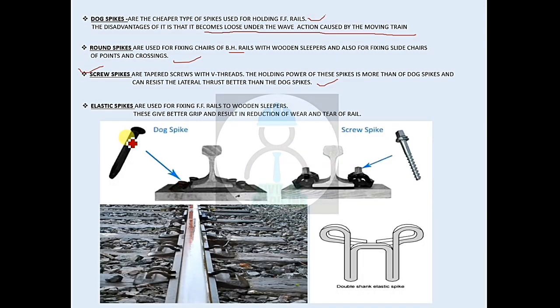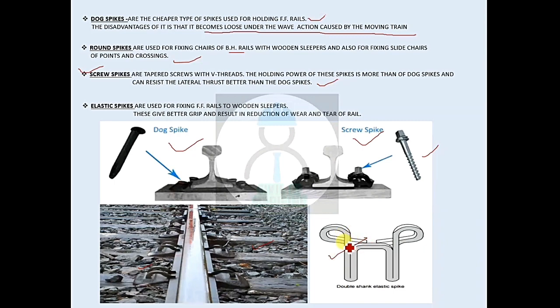This is the diagram of the spikes. First one is dog spike. Second one is screw spike. And third one is elastic spike. This is the real view of elastic spike. This is elastic spike, and this is the double shank elastic spike line diagram.